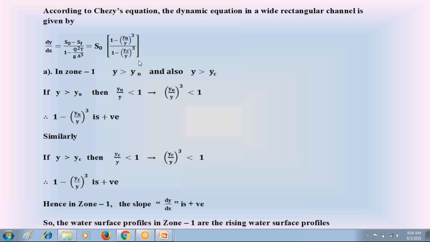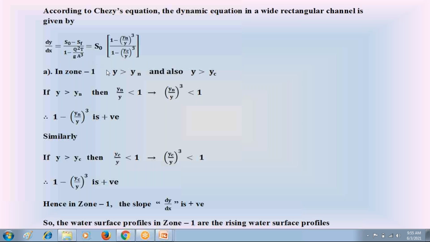According to Chezy's formula, the dynamic equation of gradually varied flow in wide rectangular channel is dy by dx equal to S naught into 1 minus (yn by y) power 3, (yn by y) cube whole, divided by 1 minus (yc by y) power 3. This is the dynamic equation of gradually varied flow in wide rectangular channel according to Chezy's equation.